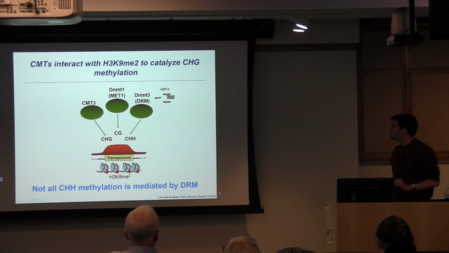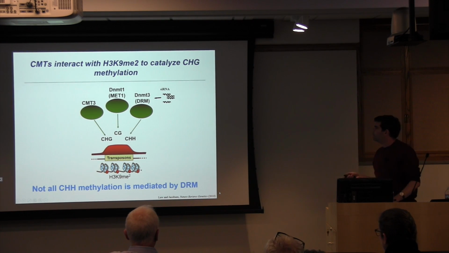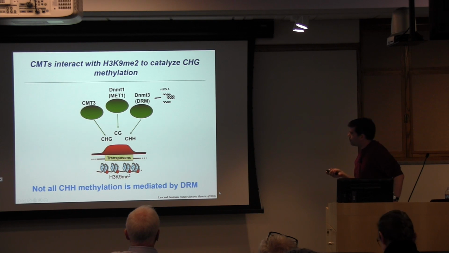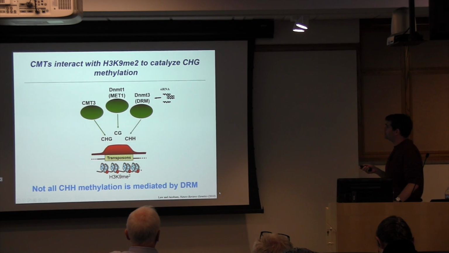The one final thing I wanted to mention is that it's been well known in plants for quite a few years that pretty much all the CG methylation is catalyzed by this enzyme MET1, and all the CHG methylation is catalyzed by this enzyme CMT3. But not all the CHH methylation is catalyzed by the DRM pathway, right? So there was something else missing from this picture that was mediating some of this asymmetric CHH methylation.